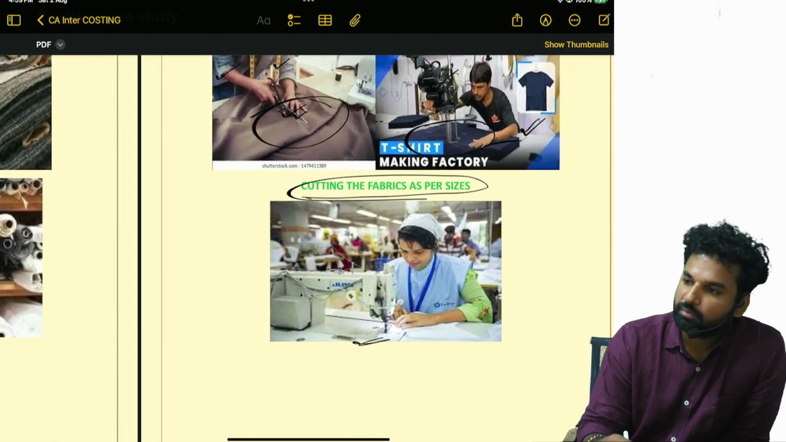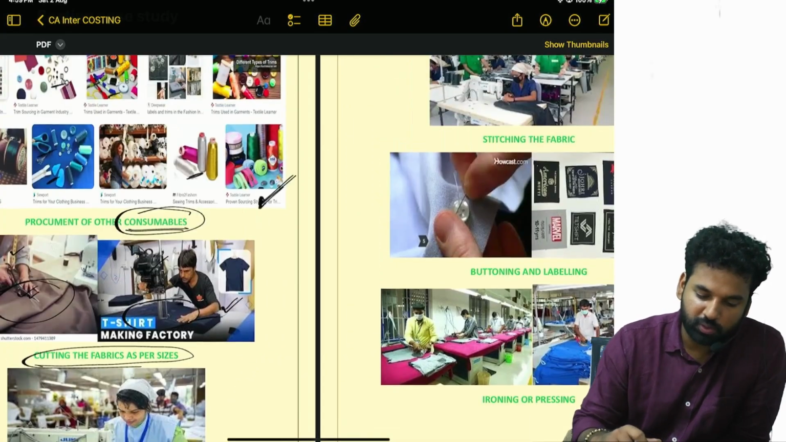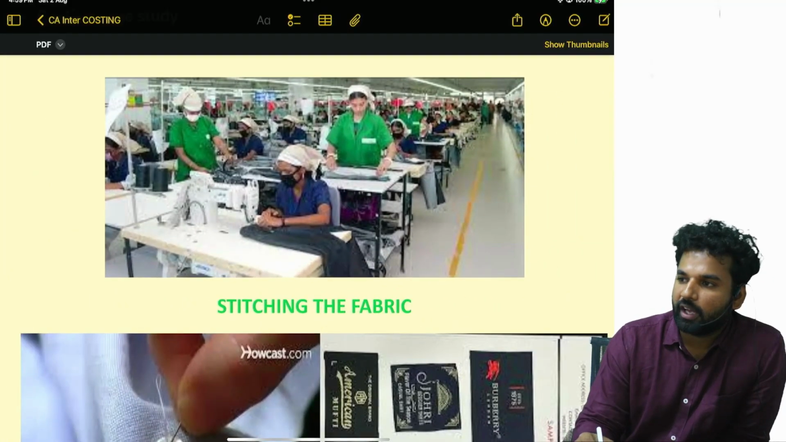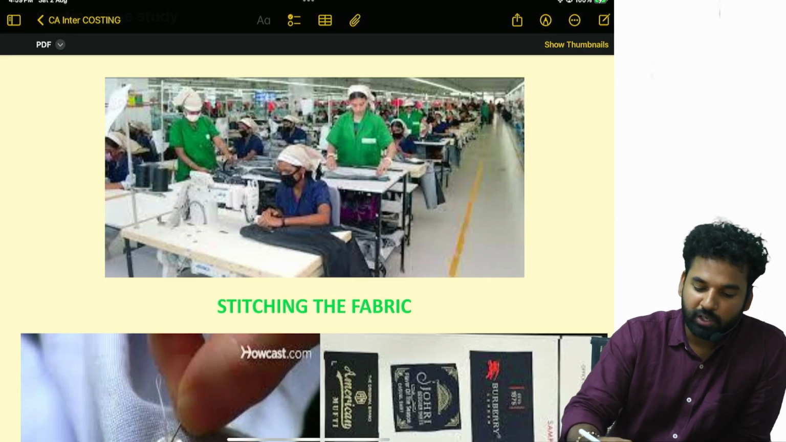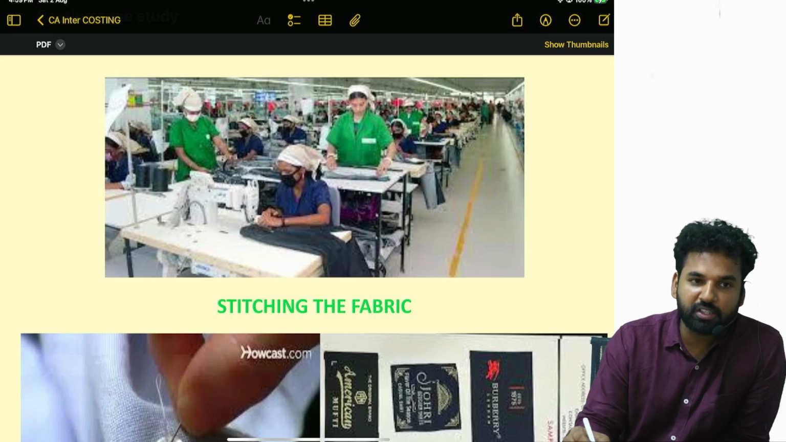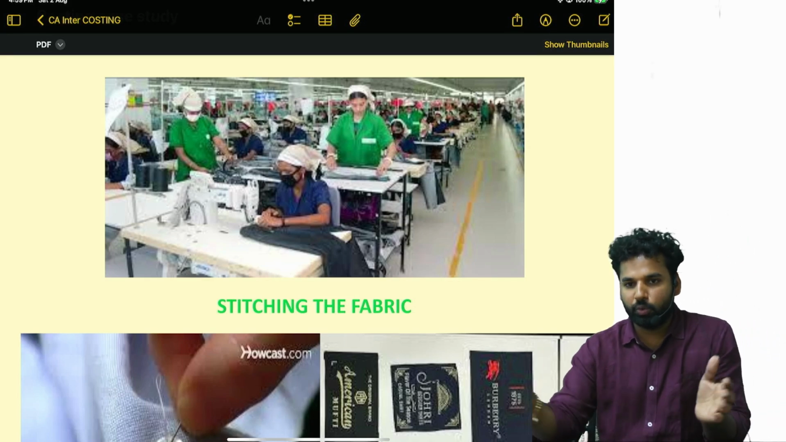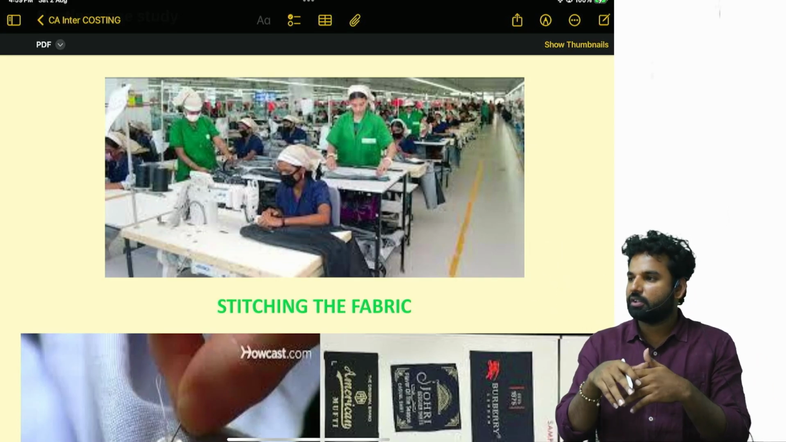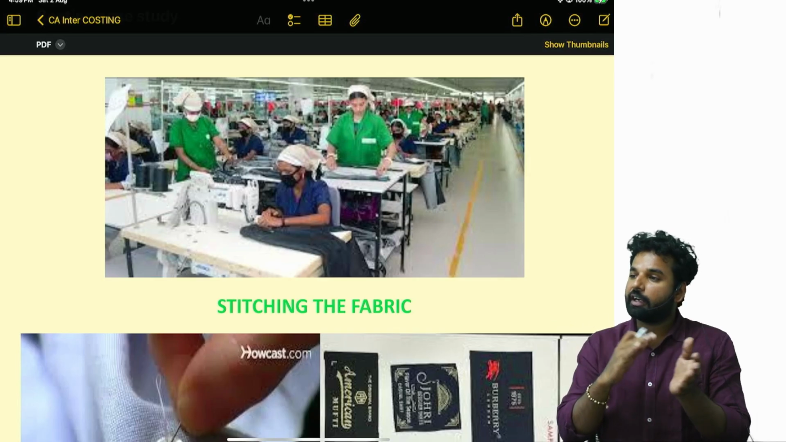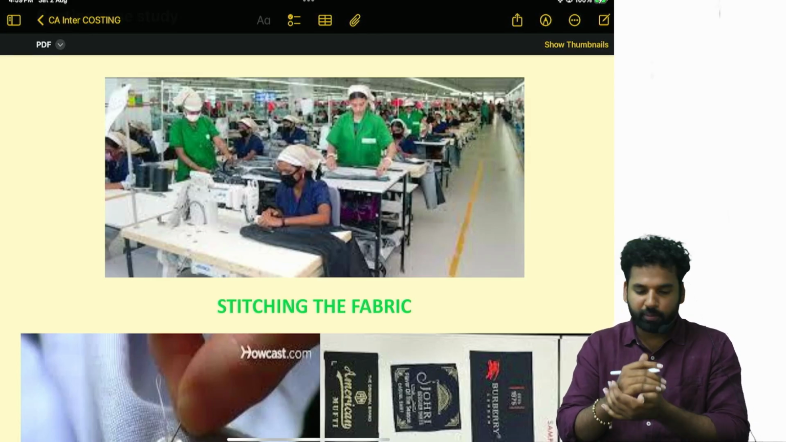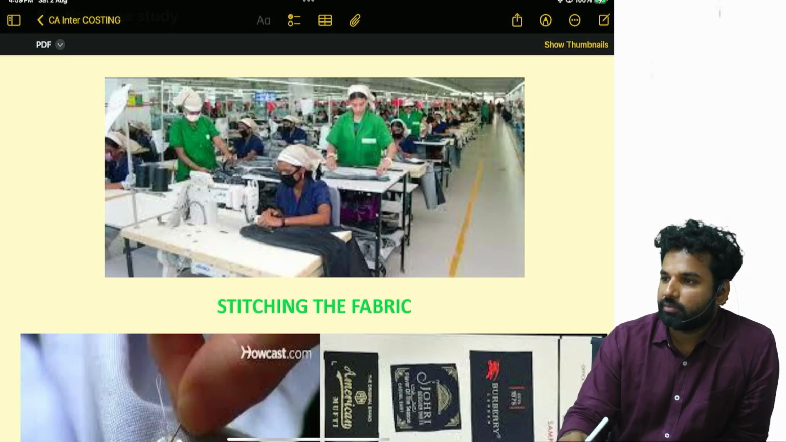Next is the main process of stitching. See here, there are many workers sitting, each with a machine, stitching. The floor has to be maintained and kept clean, so housekeeping shall be there. For each group of skilled workers there shall be a supervisor, and for the entire batch there shall be a manager. So there are many indirect employees working there. These are the direct employees, direct labor, who are directly involved in the production process. Other indirect staff are also there.